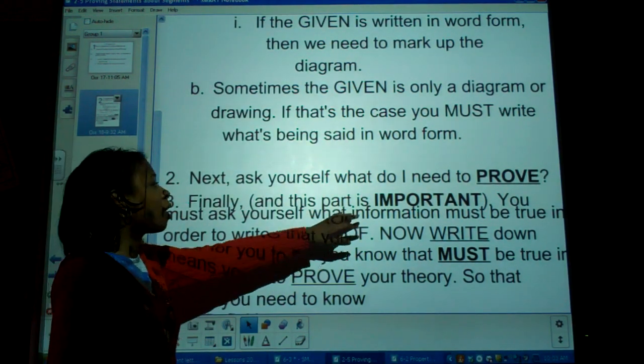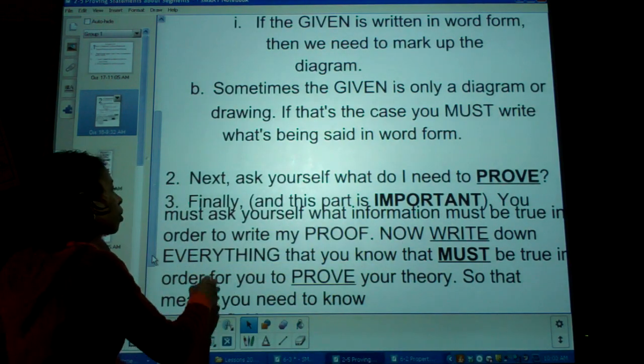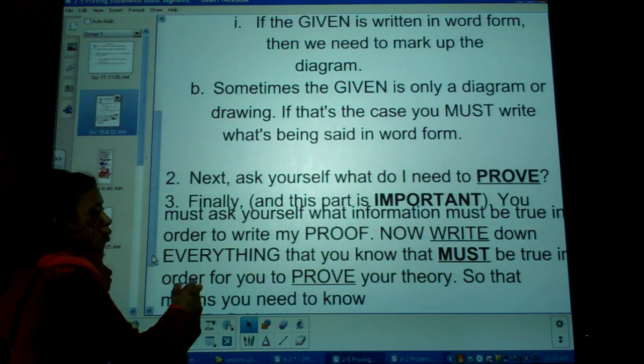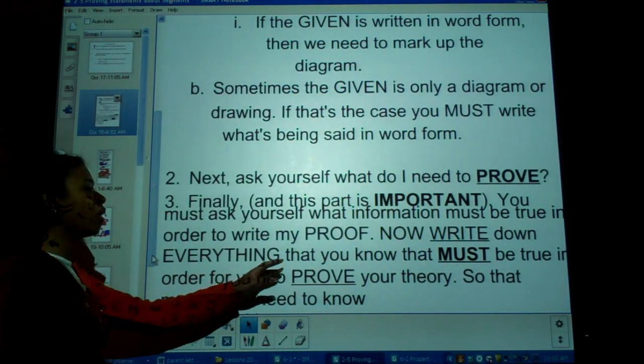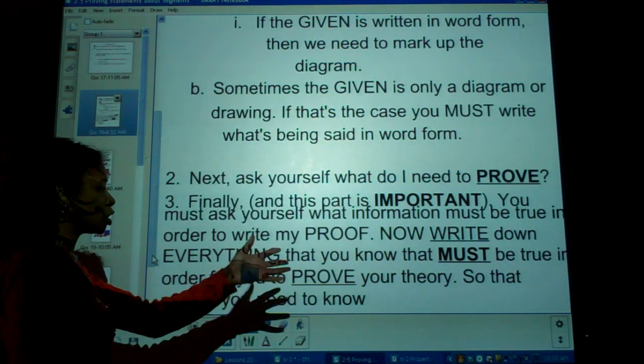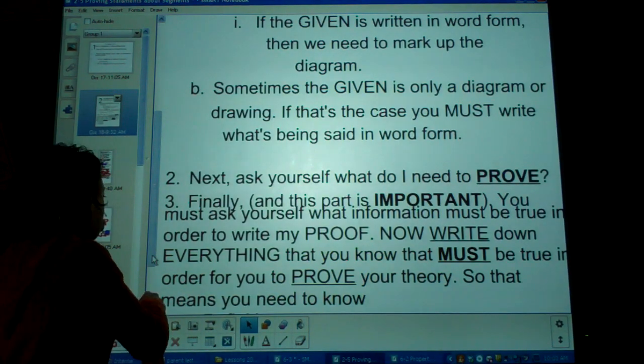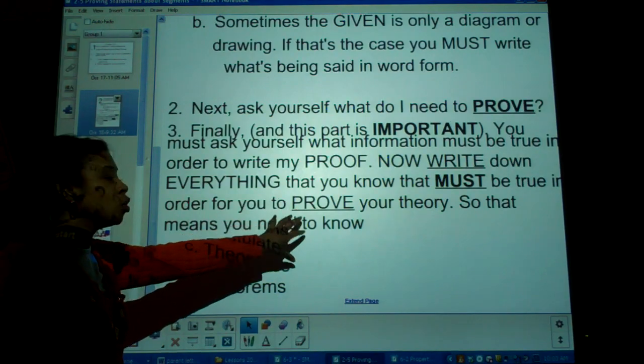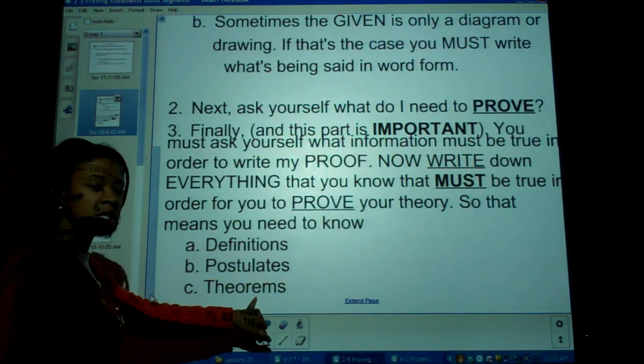Finally, and this is very, very important, you must ask yourself, what information do I need to know in order to write my proof? Now write down everything that you remember, that you know must be true in order for your proof to be proven. Remember, in a proof, you use definitions, postulates, and theorems.